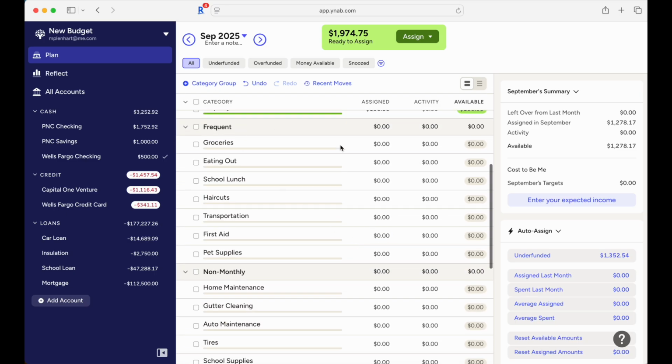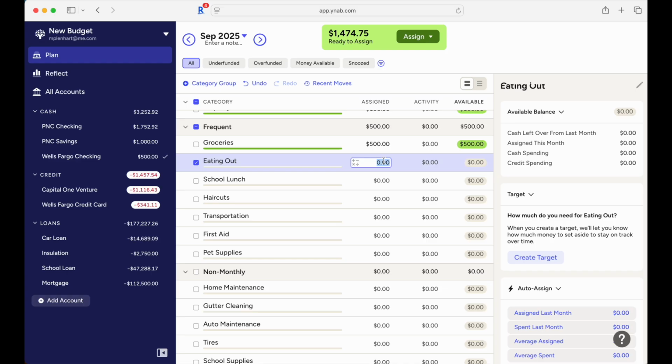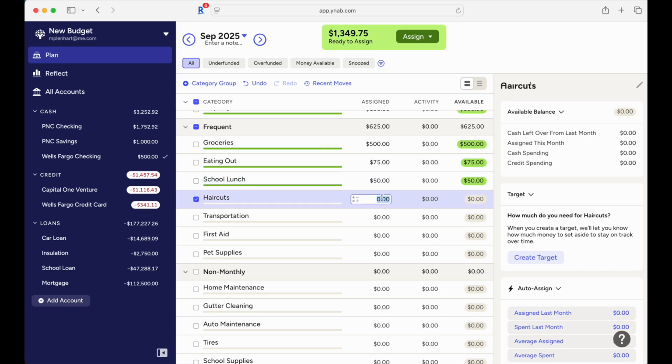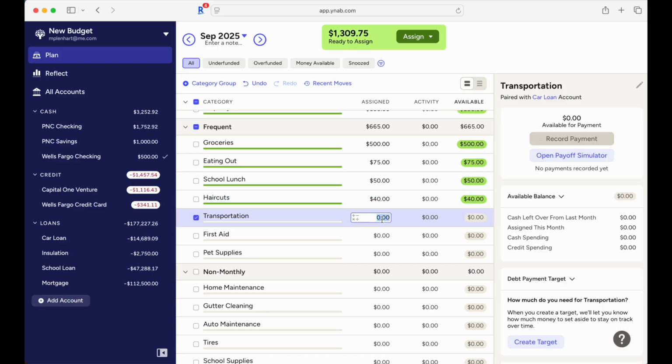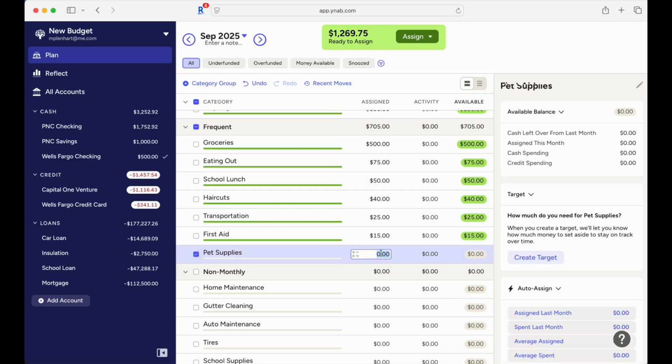Now, when we come down into the frequent, we're going to think about groceries. So I'm going to say, okay, we're going to start with about 500 for groceries. Eating out, now that I'm budgeting, I'm going to try to be careful about this. We're going to say 75. School lunch, I'm going to put about 50 in there for now. Haircuts, we'll put 40. Transportation, we don't really have a lot of transportation costs. I'm just going to say 25 for now. First aid, we'll just throw $15 in there. And pet supplies, we'll throw in 35.